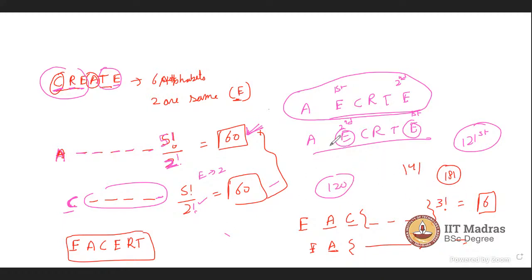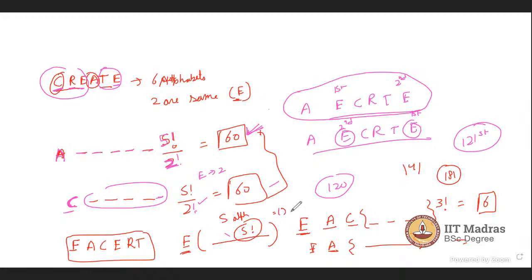Sir, if the first place is fixed with E, then how many words are there starting with E? Sir, as you have fixed the first place, you have 5 places and 5 alphabets, none of which are repeating. So 5 factorial.